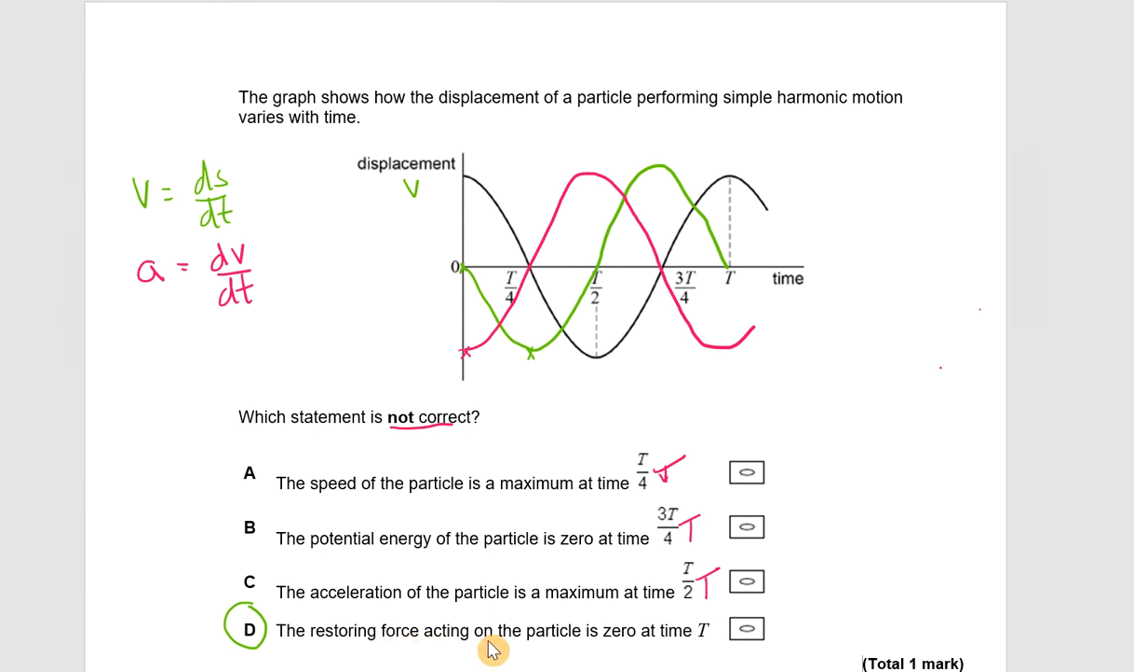The restoring force acting on the particle is 0 at time t. Well, at time t, we can see the acceleration is at a maximum negative. Don't worry about the sign, it's just telling you which direction it's in. So the acceleration is a maximum at time t. And we know from good old force equals mass times acceleration that the acceleration is proportional to the force. So if the acceleration is at a maximum at time t, the force must be at maximum at time t. So that is an incorrect statement, a false statement. So the answer you're after is D.